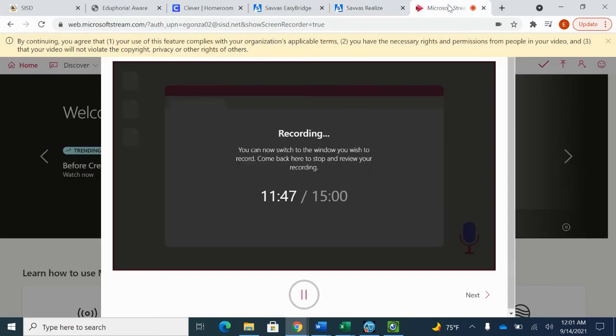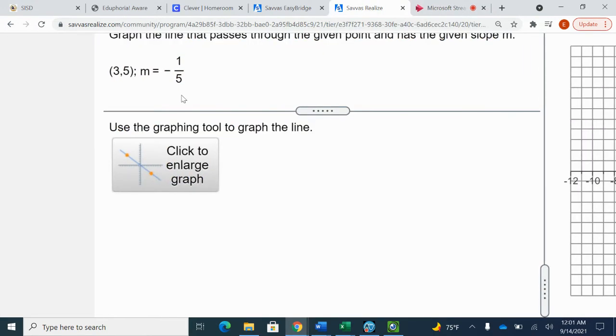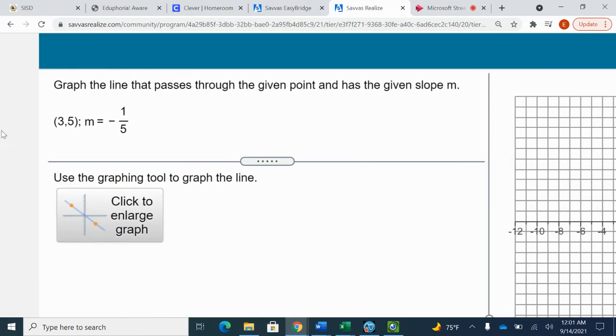How much time do we have left here? Perfect. All right, we're going back to the beginning. They want us to graph a line with the given point and slope. Fairly easy problem here. So again, I'm given the point 3, 5, and I'm given a slope of negative 1/5.